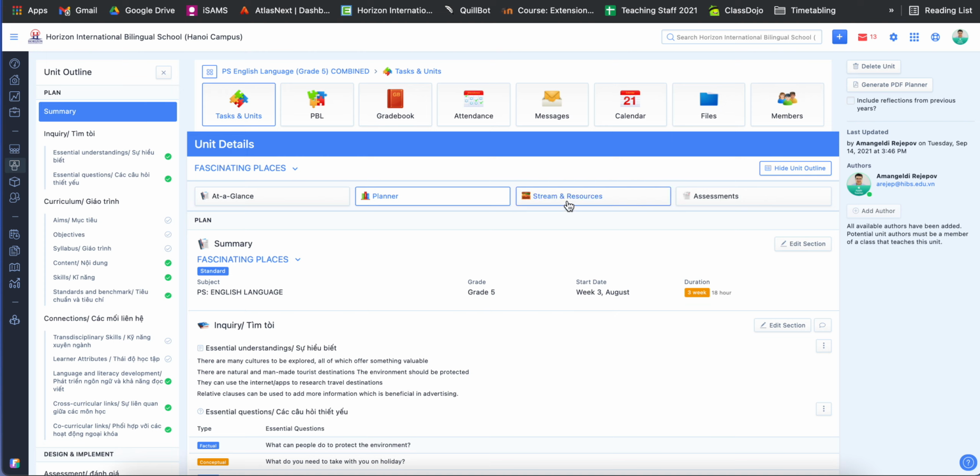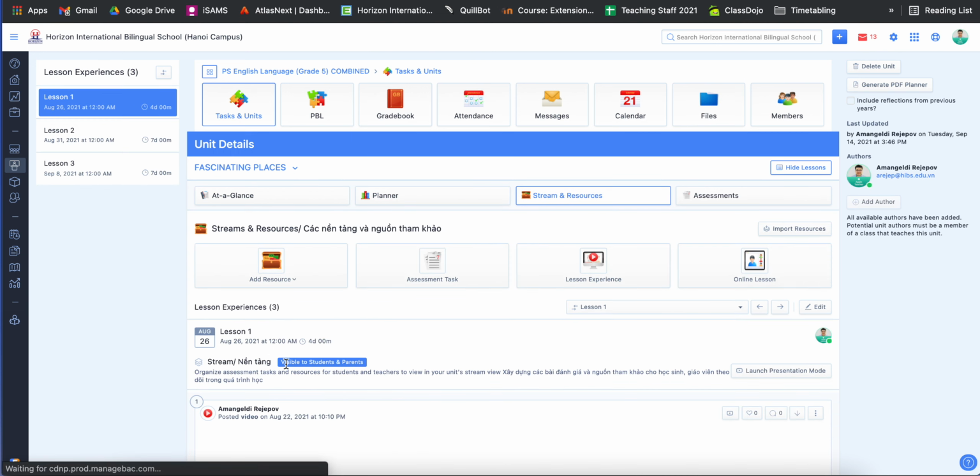Once you have your unit plannings, please go to the stream and resources and add a resource. Actually, first you have to create the lesson experience. So what is a lesson experience? We can divide it into two in our school.